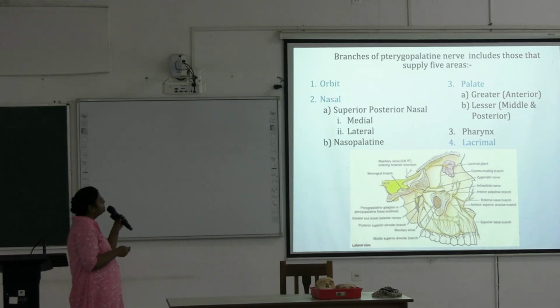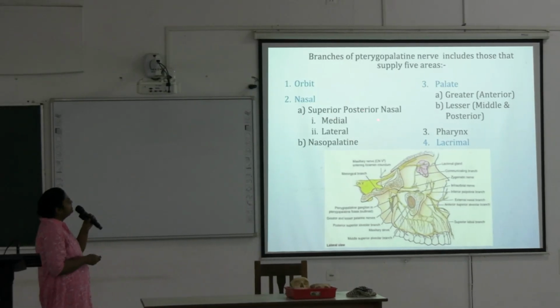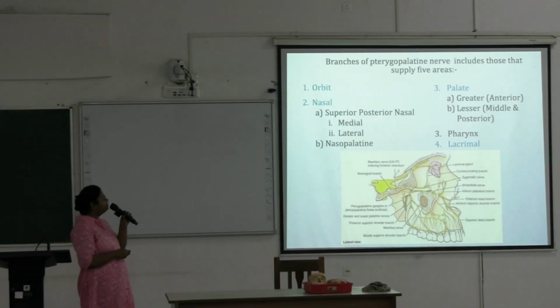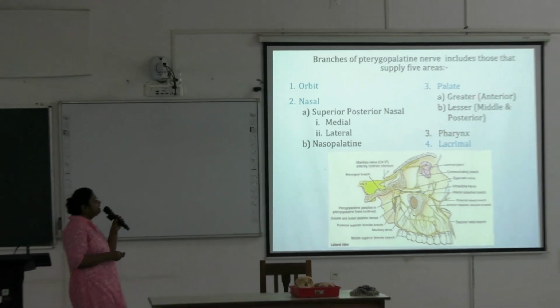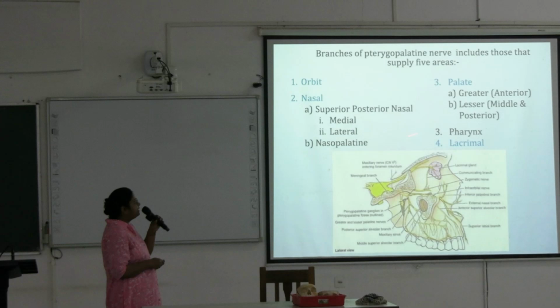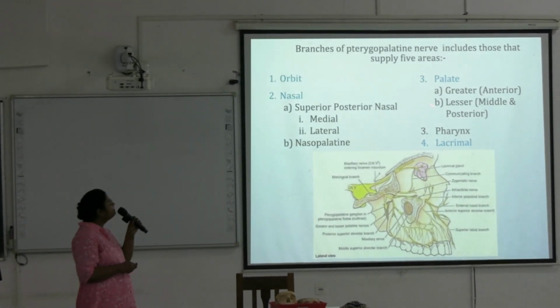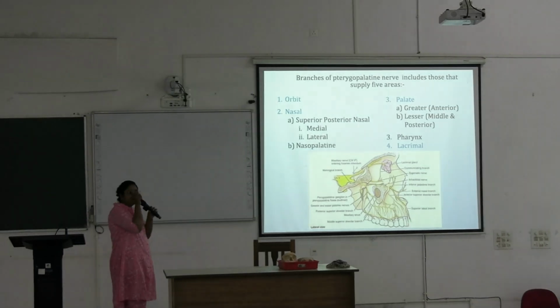From here the branches are the orbital branches, the nasal branches, which are the superior and posterior nasal dividing into medial and lateral branches, the nasopalatine branch, and in the palate, the greater and lesser palatine branches, the branch to the pharynx, and the lacrimal branch. So these are branches coming out from the pterygopalatine ganglion.